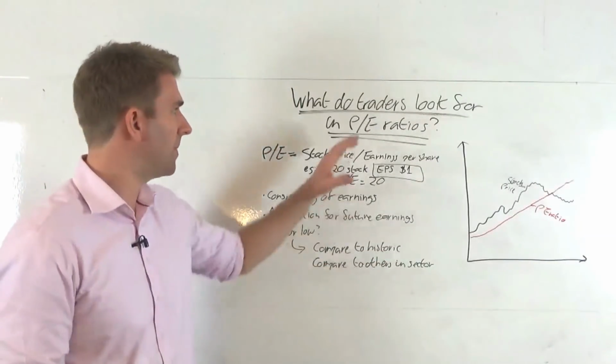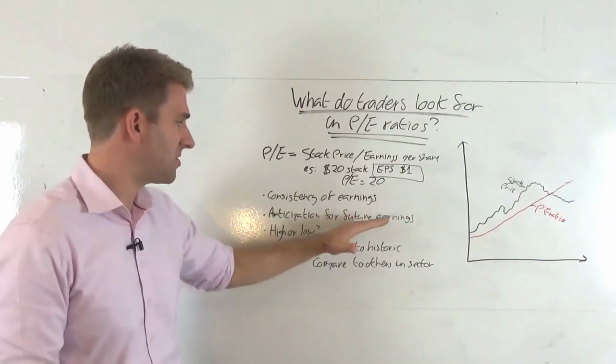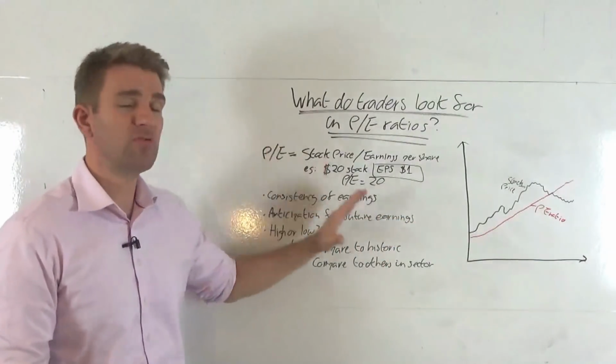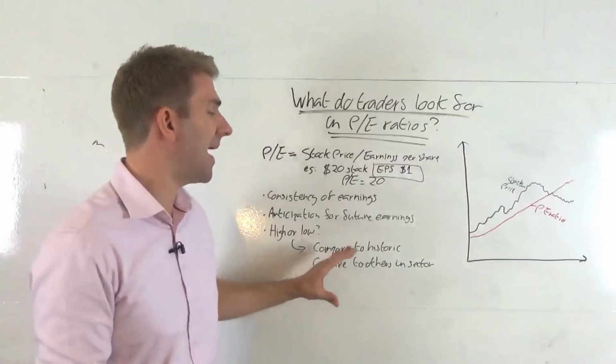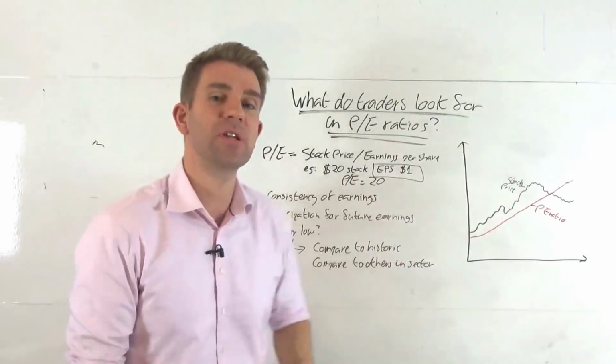So PE ratio, guys, that's what traders are looking for. They're looking for consistency of earnings, the anticipation for future earnings, and the metric of whether it's high or low is going to be how it compares to historic levels and to others in the sector. Those are the two most important things.